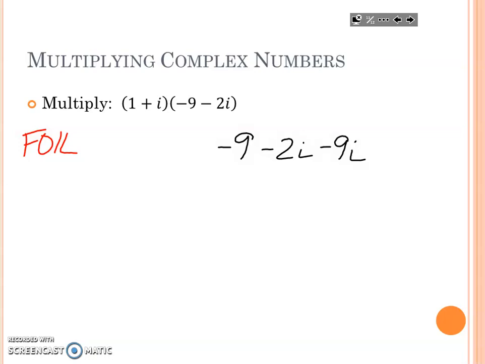Now, we haven't done this before, but we said we treat these just like variables. So if I took an x times a negative 2x, we'd say that was negative 2x squared. Okay? So if I take an i times a negative 2i, that's just going to be a negative 2i squared. We've got an i squared. Not a big deal. Now, after you finish FOILing, then we would combine our like terms because we treat these just like variables, and I get negative 9 minus 11i minus 2i squared. And then is that my final answer?